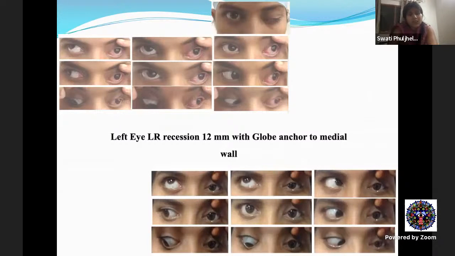So this is a case of third nerve palsy where a large LR recession was done because FGT was tight, and you have to release that FGT before you do any other procedure on the medial rectus, or even if you want to do an anchoring procedure, you want to release the FGT first. So here the large lateral rectus recession was done, and the globe was anchored to the medial wall, and post-op, of course, there is an alignment, but it comes at the cost of loss of ocular movements in all directions, including abduction.